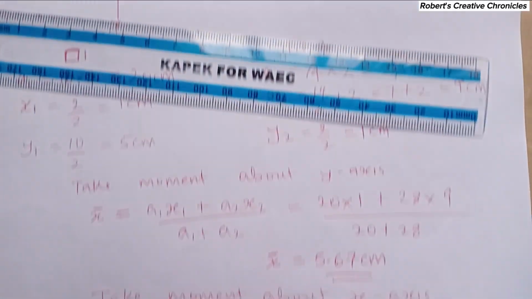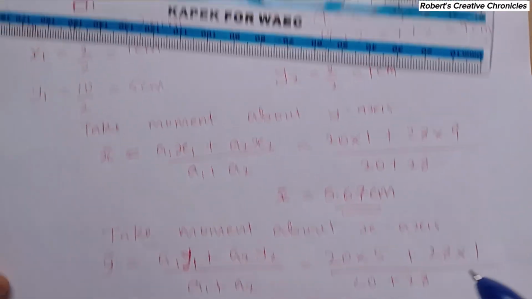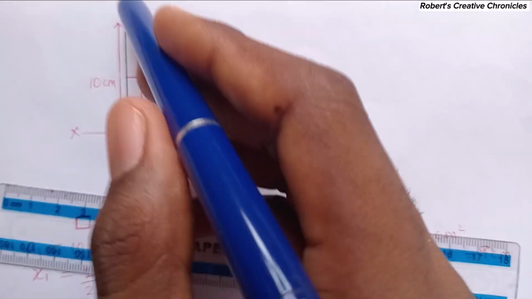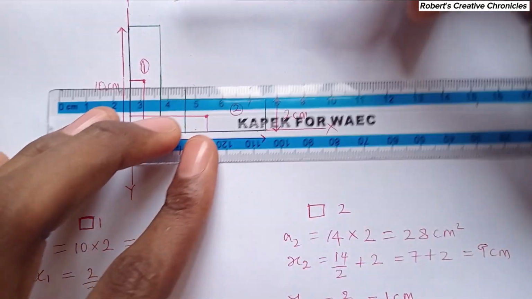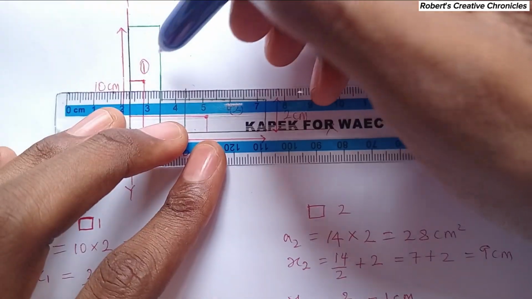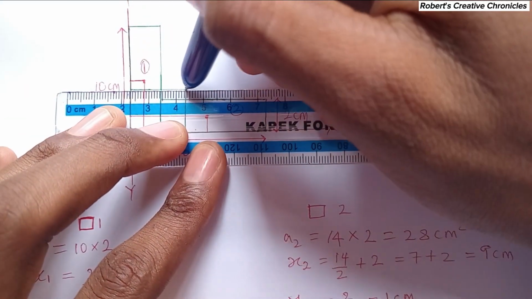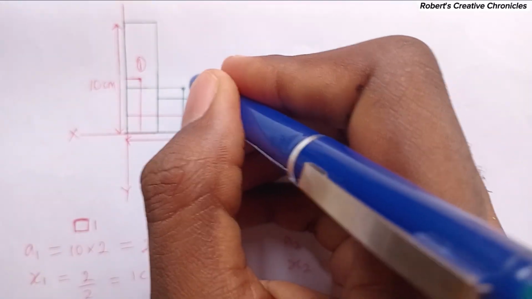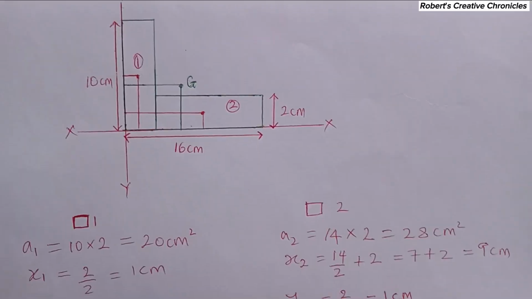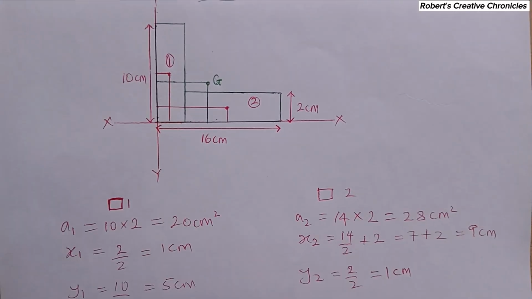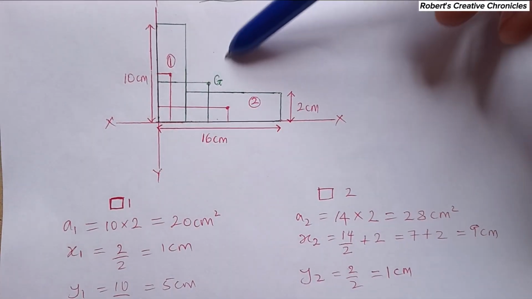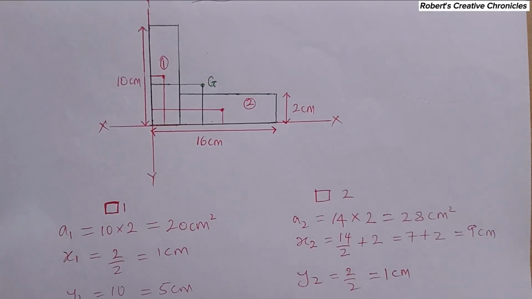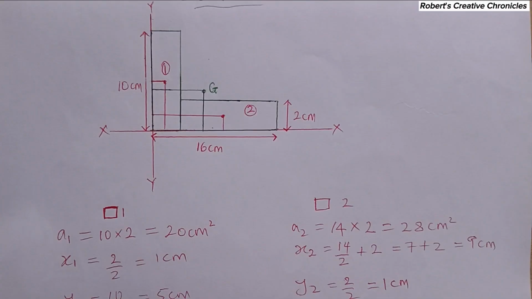Then the other one is y, 2.67, on this y-axis, so it will be somewhere here. At this point is where your center of gravity will be located. So the center of gravity of this shape is somewhere here. This is how you find the center of gravity of an unequal angle section using the method of moments.